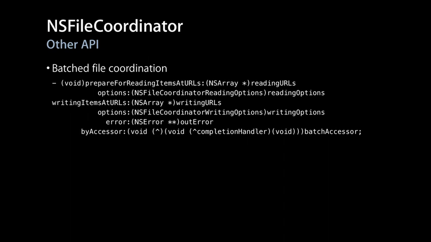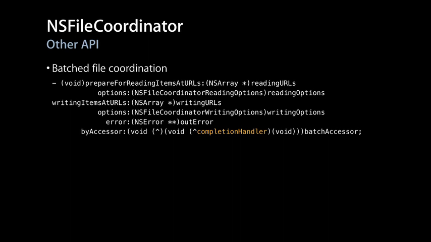NSFileCoordinator also has a way for you to do batched file coordination. Now, let's say that you had thousands of files that you knew that you needed to either read from or write to, or possibly both. Well, you can use the prepare for reading items at URLs, writing items at URLs method to be able to do that. In each case, you pass in an array of the URLs that you want to work with. At the end of this, you're going to be passed back a completion handler, and the expectation is that you are going to invoke this completion handler. This is going to be what allows the system to basically catch up with all of the reading and the writing that you just finished doing.